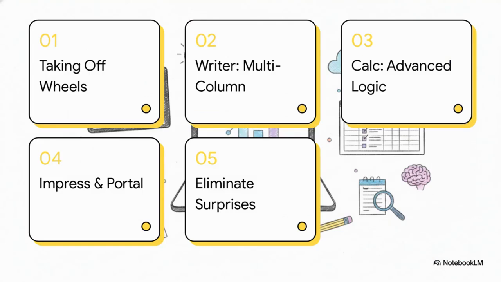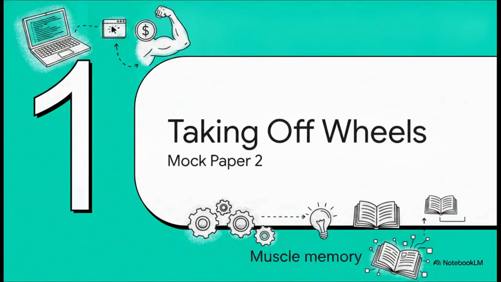All right, let's quickly run through our game plan for the day. First up, taking off the training wheels. Second, we'll look at multi-column layouts in Writer. Third, advanced logical counting in Calc. Fourth, Impress and exam portal logs. And finally, number 5, how to completely eliminate test day surprises. Okay, section 1, taking off the training wheels. Let's get right into it.